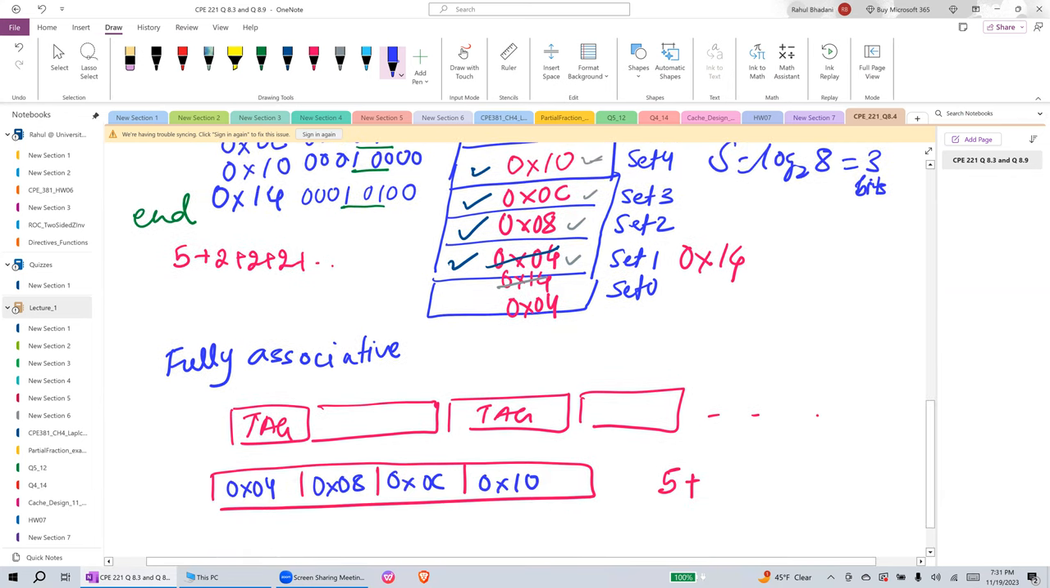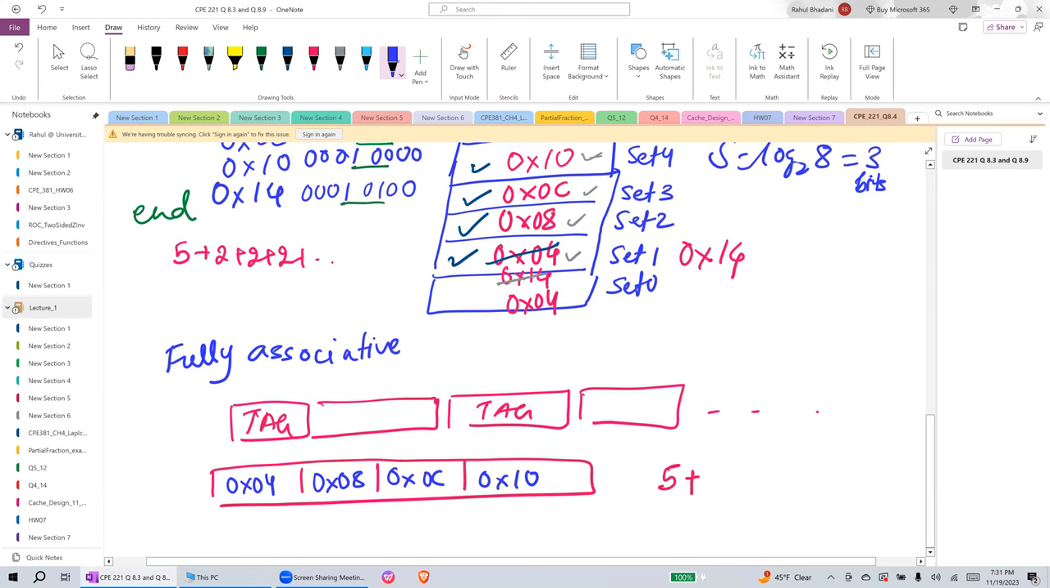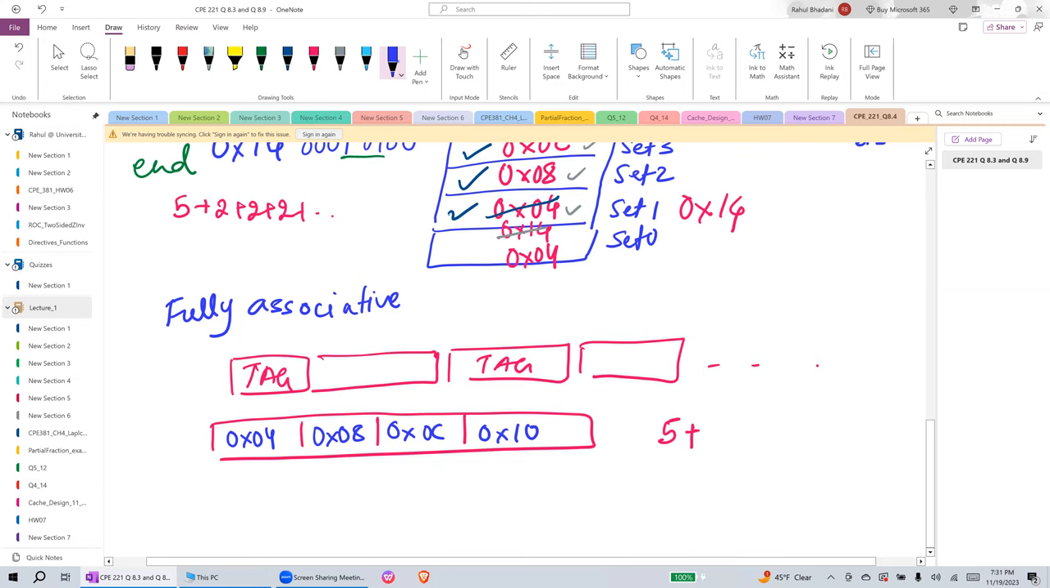Then after that, 0x14, but there is no space, so it has to kick out one of those filled entries. So it will kick out something that was least recently used. That's the policy for this fully associative least recently used policy design. So this will cut this, and then 0x14. So this is a new entry in this case.